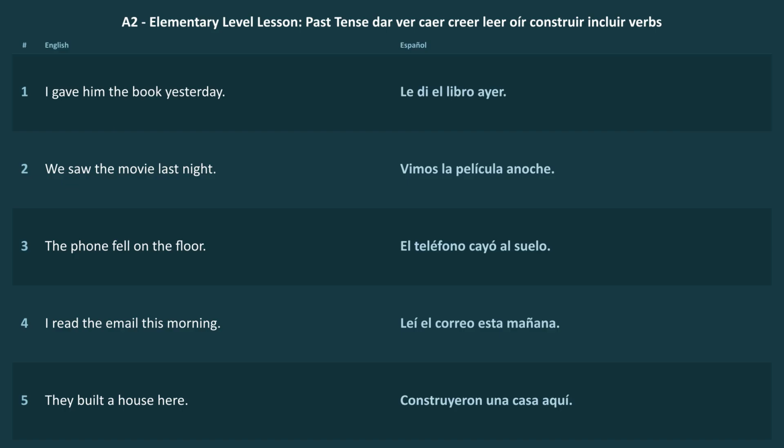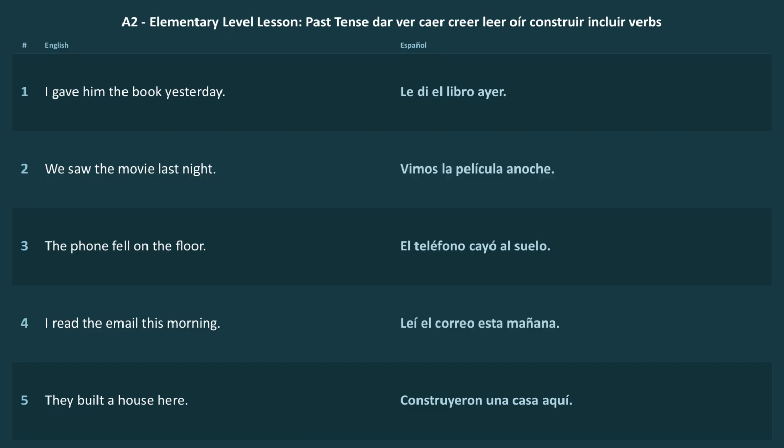Here's a tiny side note. In Spanish, you usually say ver una película, literally to see a movie, not watch a movie in the way English often says it. So if you're translating from English, don't overthink it. Vimos la película is exactly right.